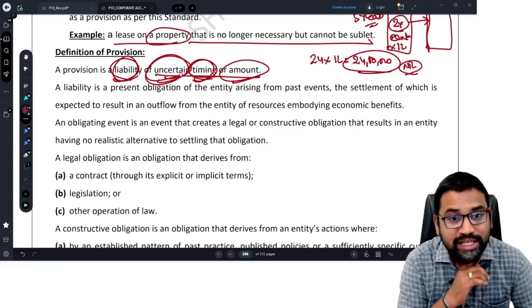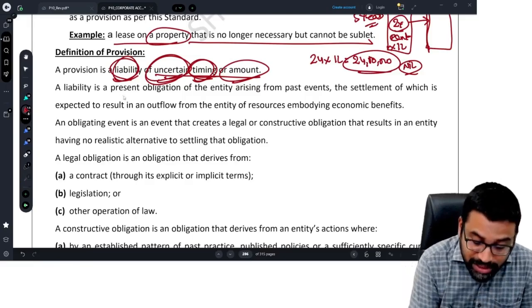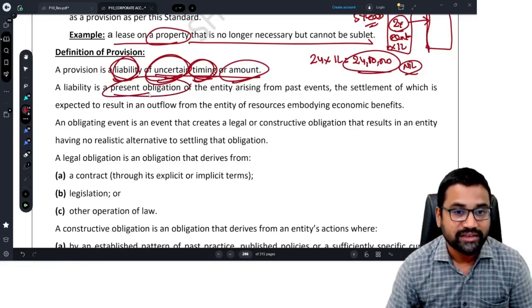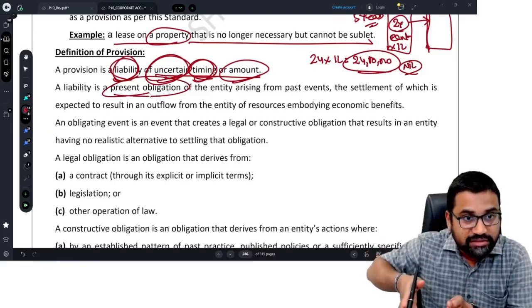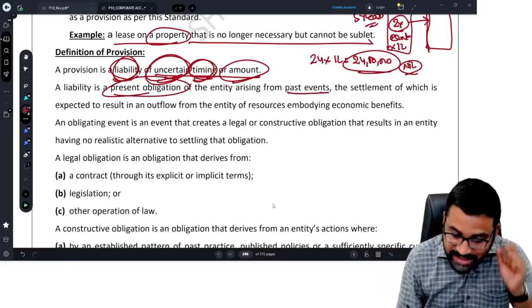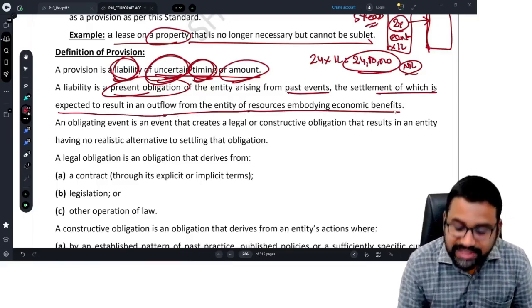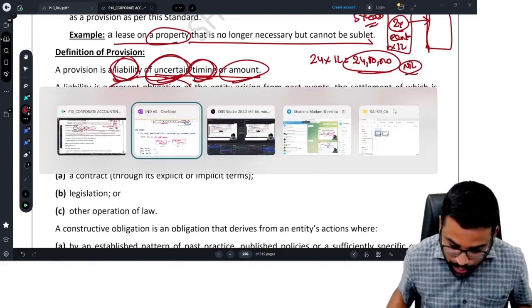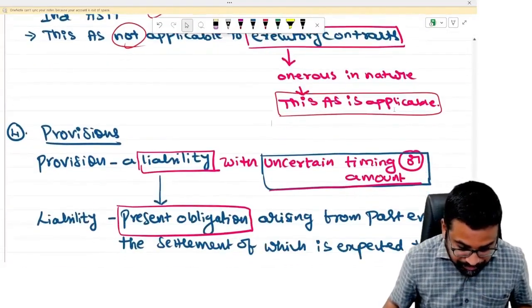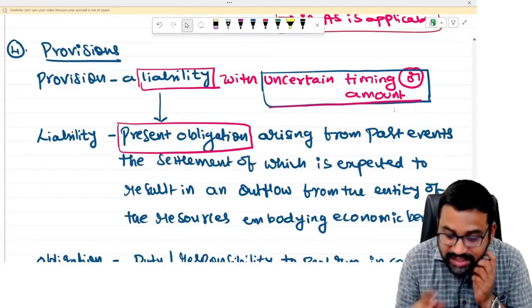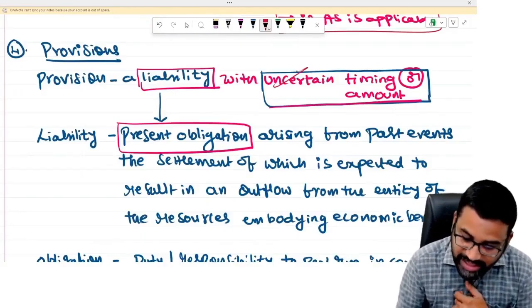Sir, what is liability then? The standard says liability is a present obligation of the entity, a present obligation arising from past events, the settlement of which is expected to result in an outflow from the entity of resources embodying economic benefits. So a provision is a liability with uncertain timing or amount. See here, uncertain timing or amount.